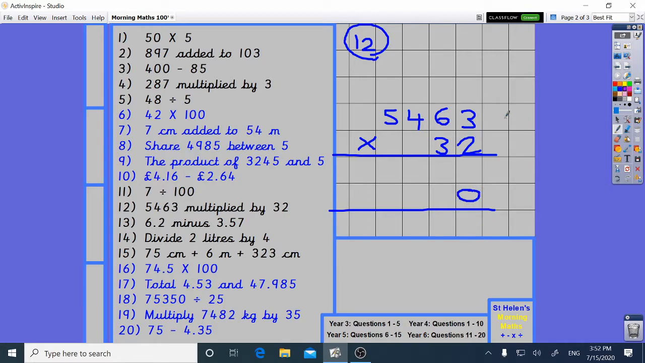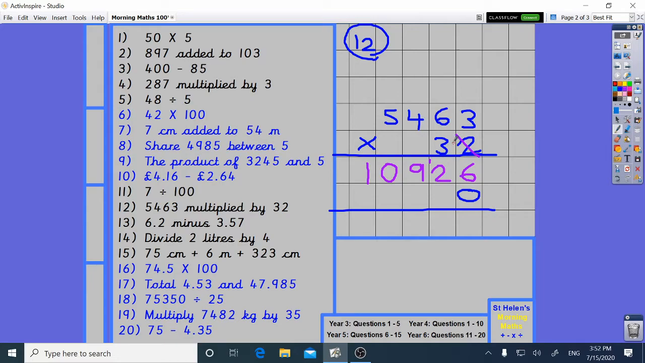Right, let's do the top line in purple. 2 times 3 is 6. 2 times 6 is 12. 2 times 4 is 8, plus 1 is 9. 2 times 5 is 10. Done that. That was a purple line. I will check it now. 2 times 3 is 6. 2 times 6, 12. 2 times 4, 8, plus 1, 9. 2 times 5, 10. That looks okay to me.